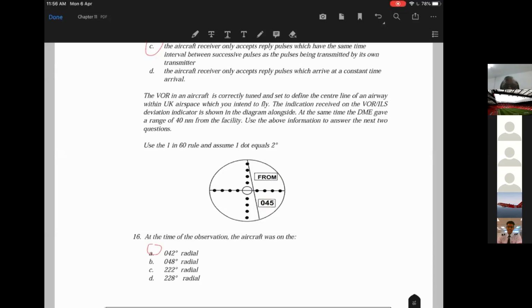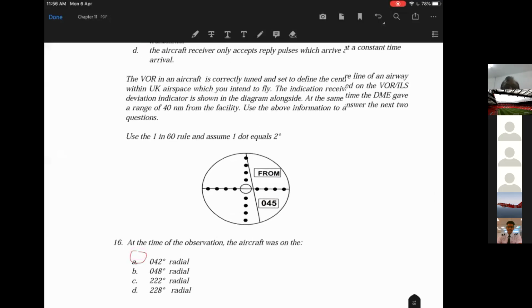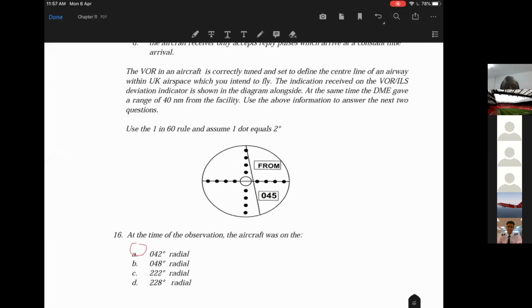But you say 1.5 dot. 1.5, because you say 1 dot equals 2 degrees. The circle there, okay. The center circle happens to be dot number 1. Okay. The circle is dot 1 and thereafter dot number 2. The needle is in between these two dots. That means right 1.5 dot, 3 degrees.